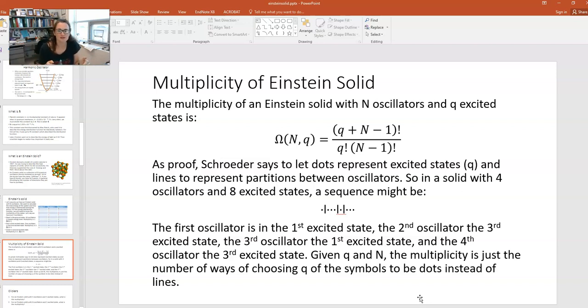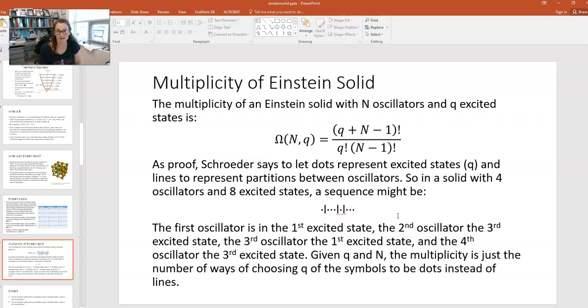So if I have, say, for example, 4 oscillators, then I would need 3 lines to divide them, as shown here in this little cartoon down here. So to the left here, this dot is held by oscillator number 1. And then these 3 dots, in between these 2 lines, are held by oscillator number 2. And then this dot right here is held by oscillator number 3, and then these 3 dots are held by oscillator number 4. So you divide them up with the lines. So that means that you need 1 fewer line than you have oscillators.